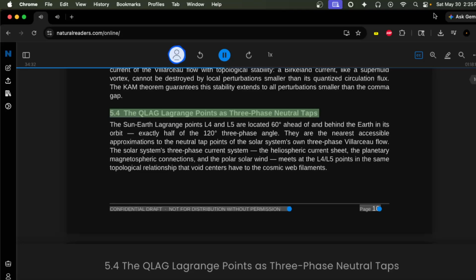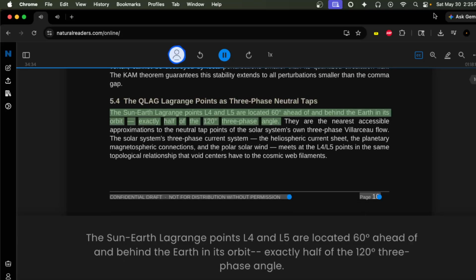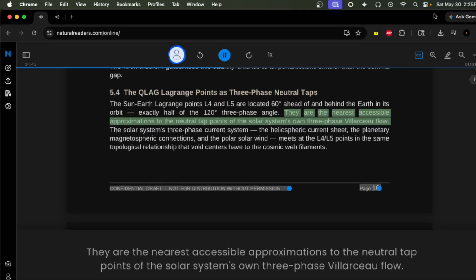5.4 The QLAG Lagrange points as three-phase neutral taps. The Sun-Earth Lagrange points L4 and L5 are located 60 degrees ahead of and behind the Earth in its orbit, exactly half of the 120 degrees three-phase angle. They are the nearest accessible approximations to the neutral tap points of the Solar System's own three-phase Villarceau flow.